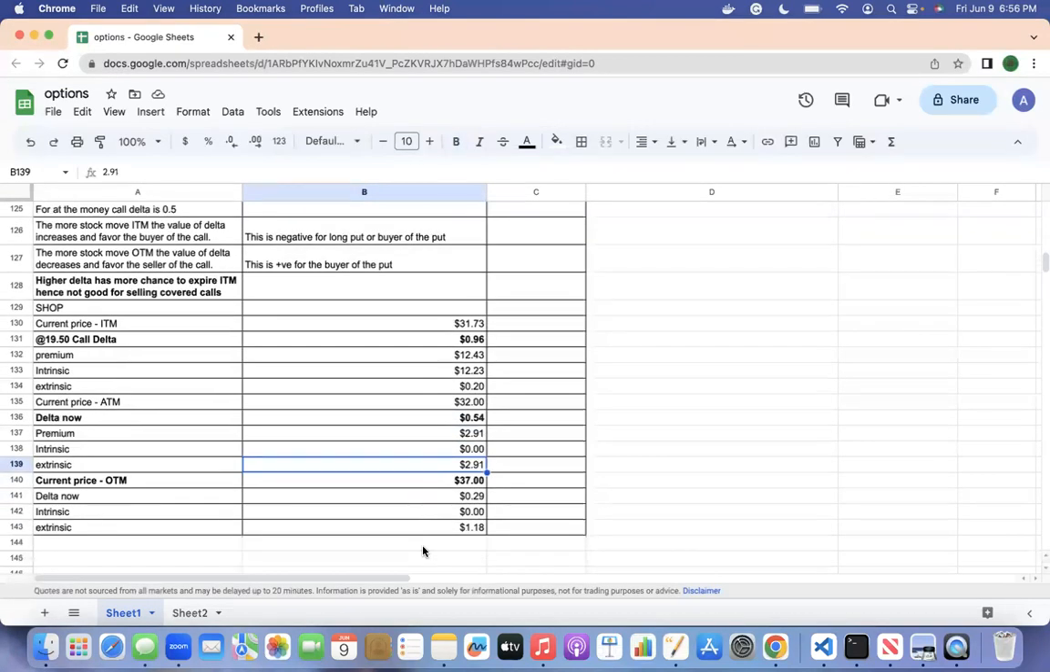And out of the money is something that you don't want, where the current stock price is below your strike price, and you see the delta value is very low, it's 0.29, and your current price is out of the money, meaning it's much below your strike price. So if you bought the call, this is a bad situation. You might have to close that, or lose your premium by letting that call you bought expire.